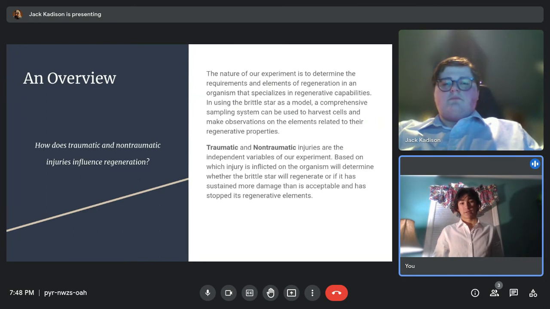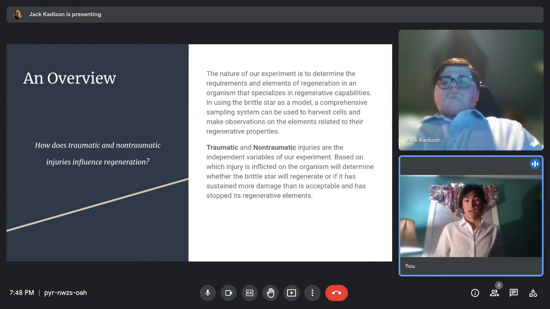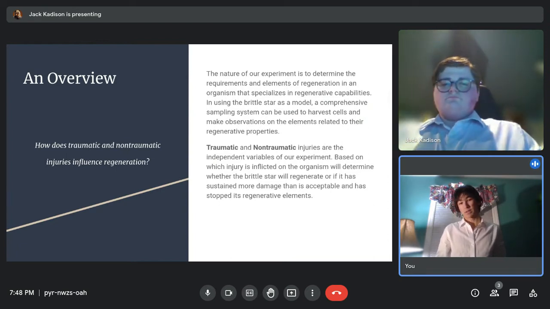Using brittle stars as a model, we used a sampling system involving microscopy and the use of sterilized toothpicks, which we use to swab the sites of amputation and examine cellular processes under the microscope and track the regeneration process or the lack of regeneration process over the course of 2 weeks.